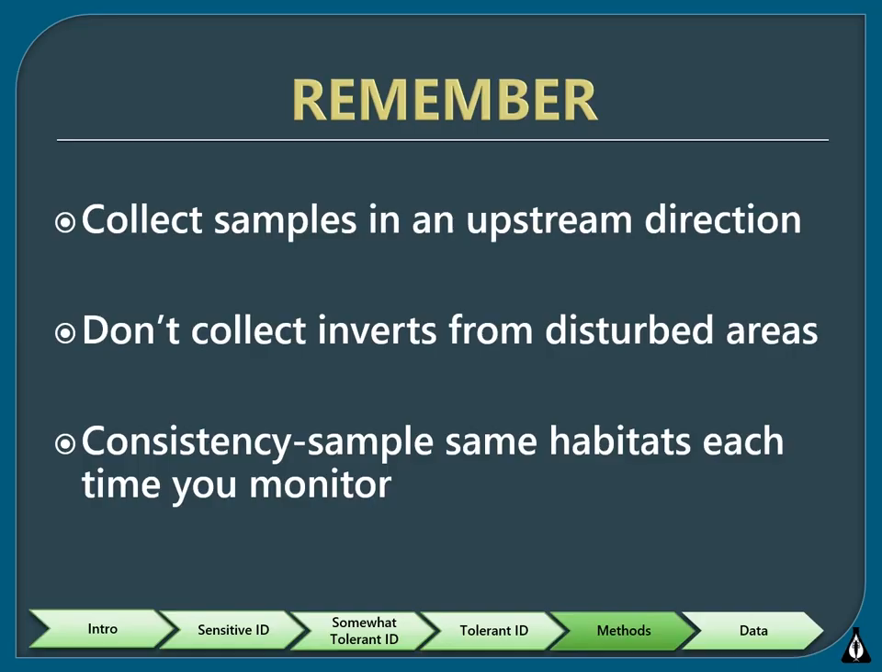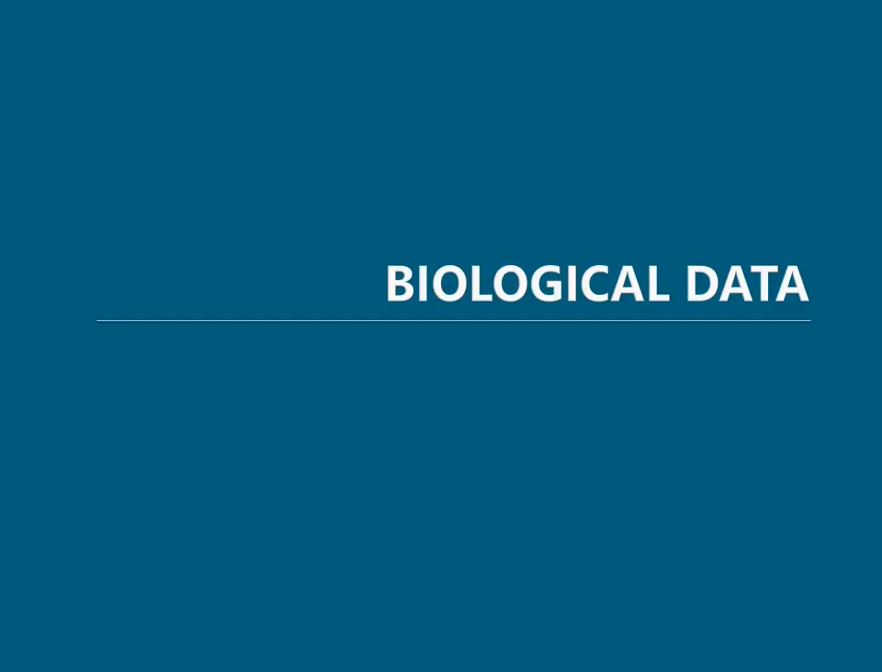Be consistent in the habitat you sample. Aim for sample replicates of the same habitat each time you monitor. Ideally, this would be 3 riffles each monitoring trip. After invertebrates are collected and identified, how do you record the data? We will cover data recording and analysis next.